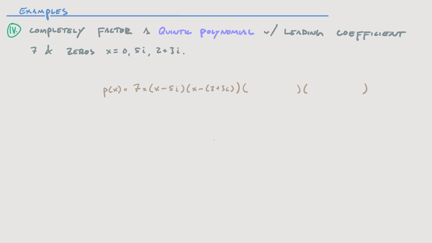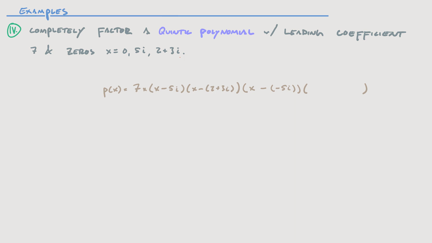But we know there's going to be two more, right? It's a quintic polynomial, so we know there has to be five zeros in totality. That's the number of zeros theorem. One of them is real, and it actually is going to turn out that four of them are imaginary. Well, if you use the complex conjugate zeros theorem, we also know that negative 5i should be on this list, because that's the conjugate of 5i. We also know that 2 minus 3i should be a zero, because that's the conjugate of 2 plus 3i.